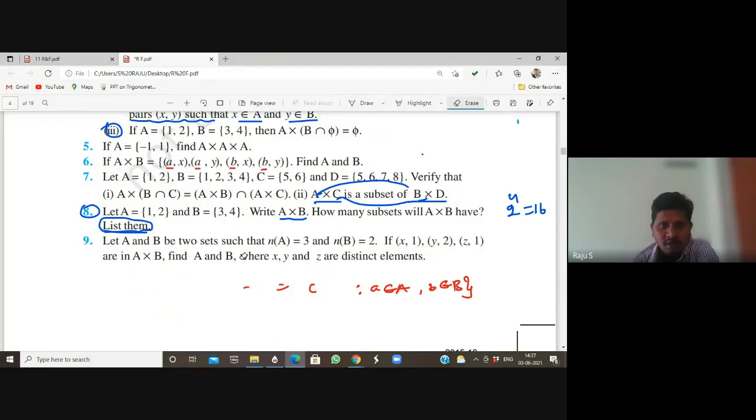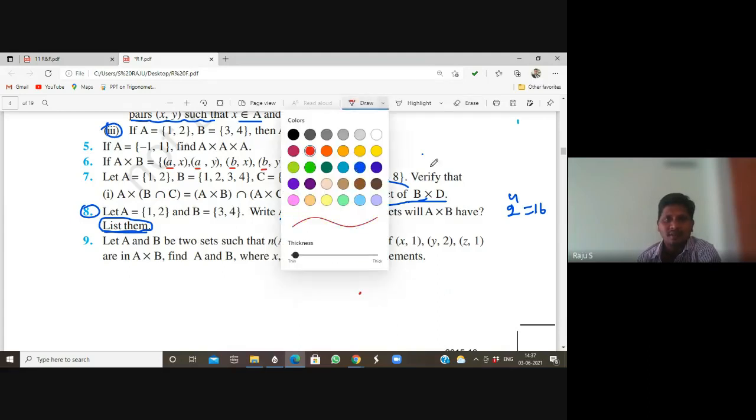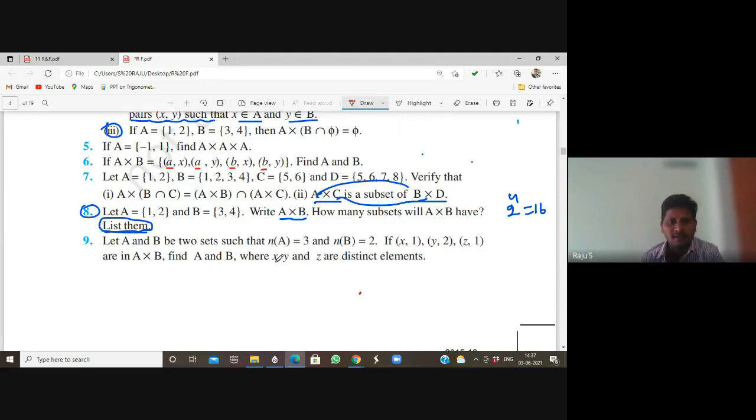Is it difficult? The next one. Let A and B be two sets such that n of A, the number of elements in A, is 3, and the number of elements in B is 2. If x comma 1, y comma 2, z comma 1 are in A cross B, find A and B. A is x, y, z and B is 1, 2. Simple. Understood?